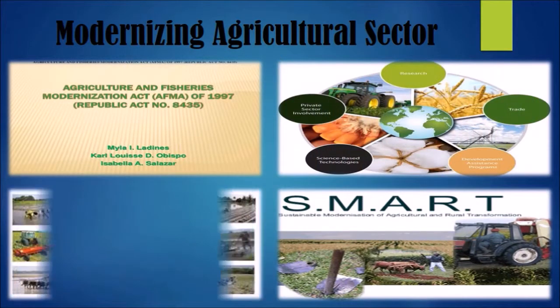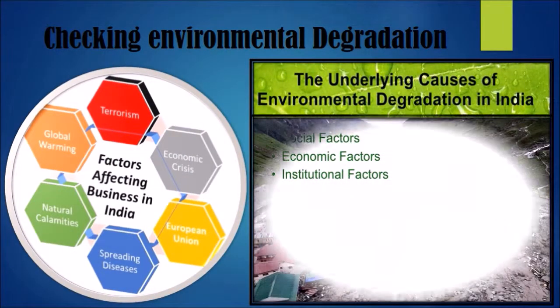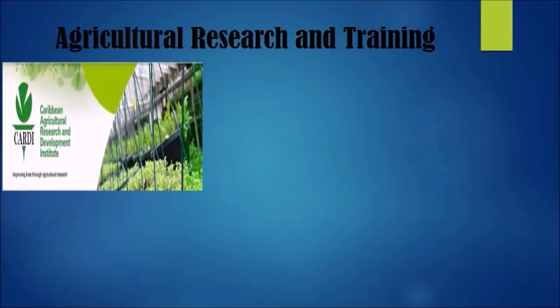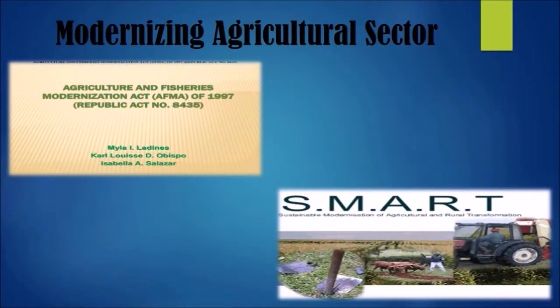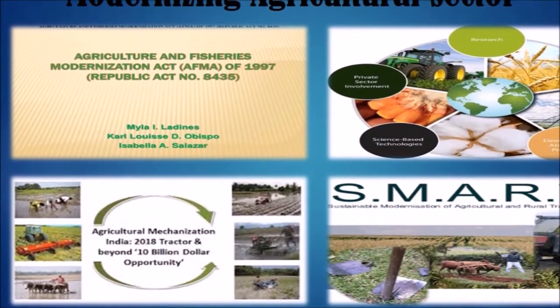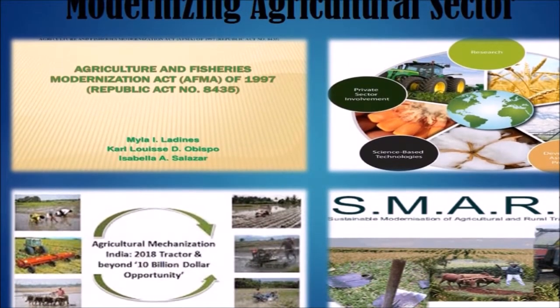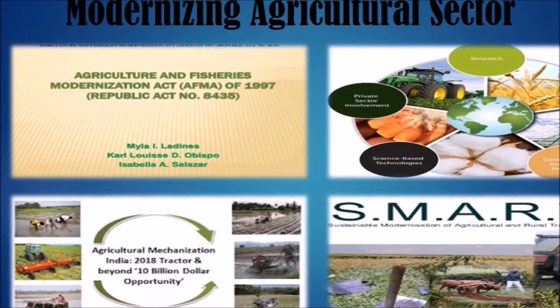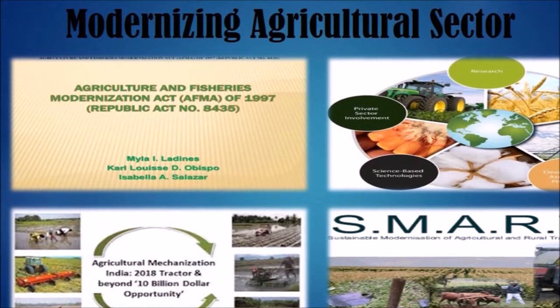Agricultural policy's main objectives are raising the productivity of inputs, raising value added per hectare, protecting the interests of poor farmers, modernizing the agricultural sector, checking environmental degradation, agricultural research and training, and removing bureaucratic obstacles. How to modernize agriculture? For modernization of agriculture, scientific methods should be applied. Qualitative seeds, chemical fertilizers, and pesticides should be made available to Indian farmers.